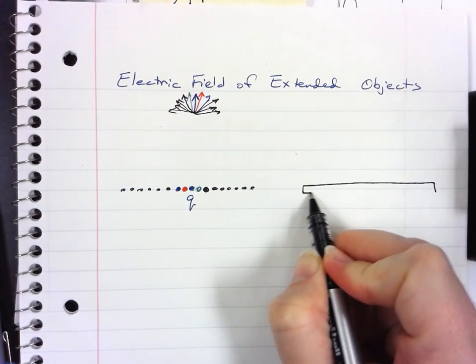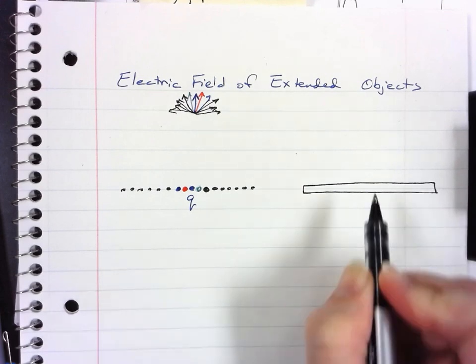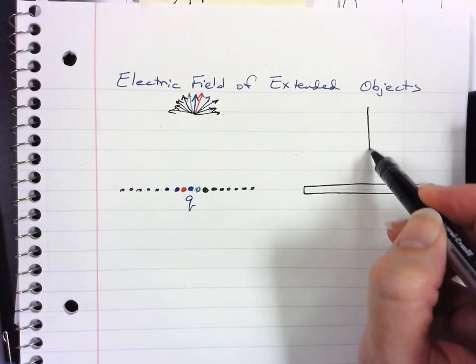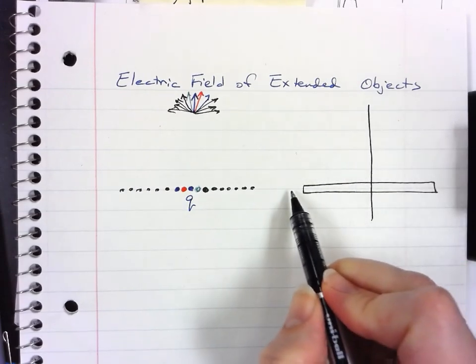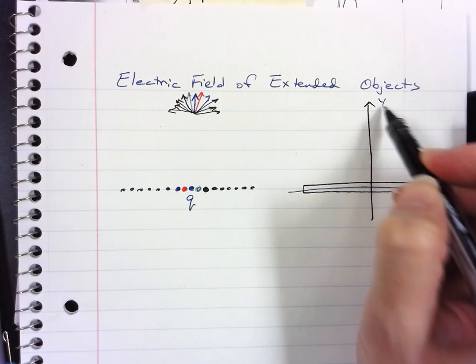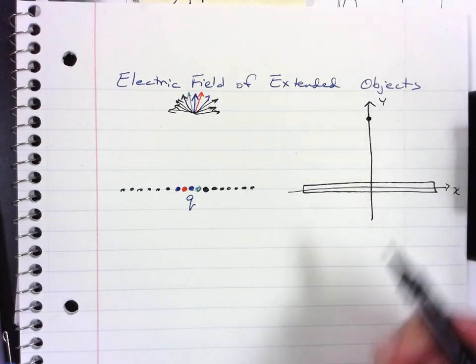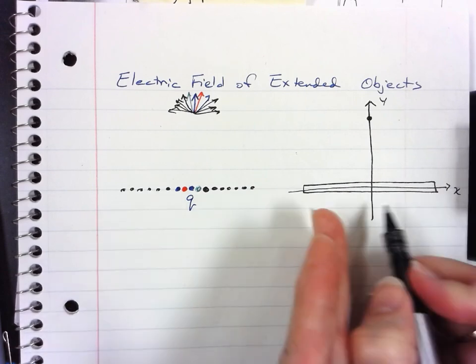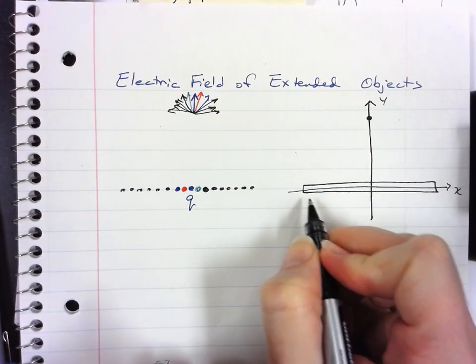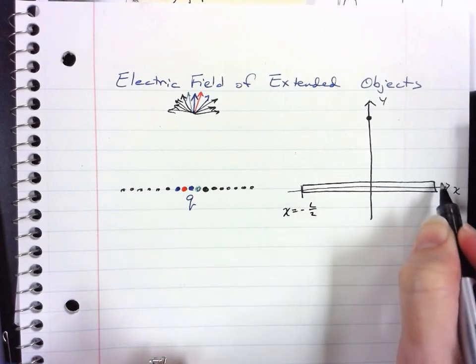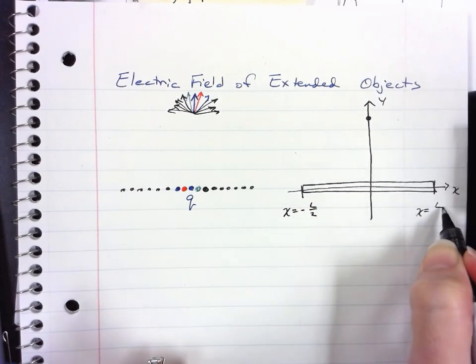So this is like, let's say, a plastic rod. We have charge sprinkled over the whole thing. I'm going to put an x and y coordinate system on top of it. So this is x, this is y. Here's our point of interest. This bar is length L, so I'm going to say it's centered on the y-axis. So this is x equals negative L over 2, and this equals positive L over 2.